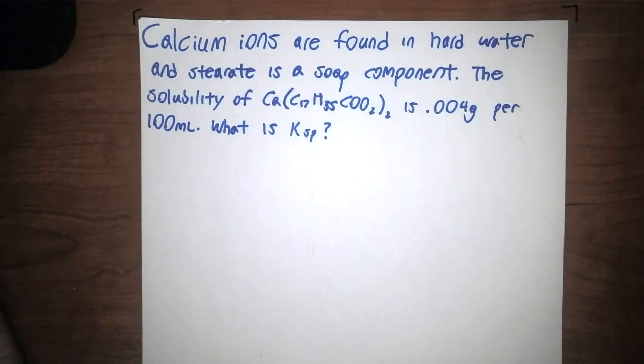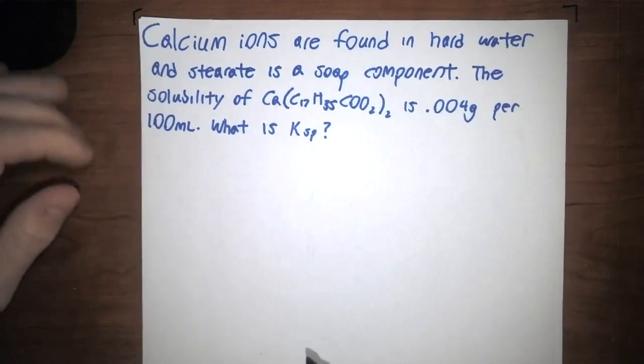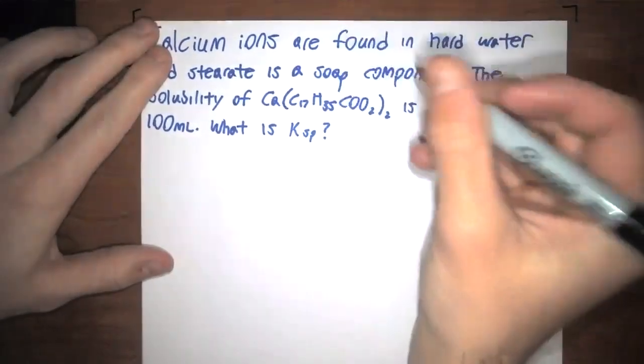It says calcium ions are found in hard water and stearate is a subcomponent. The solubility of calcium stearate is 0.004 grams per 100 milliliters. What is the KSP? Well, first, the solubility is 0.004 grams per 100 milliliters. Normally, we think of solubility in grams per liter or grams per milliliter. So let's go ahead and convert the solubility to start right away, just so we can get units correct.